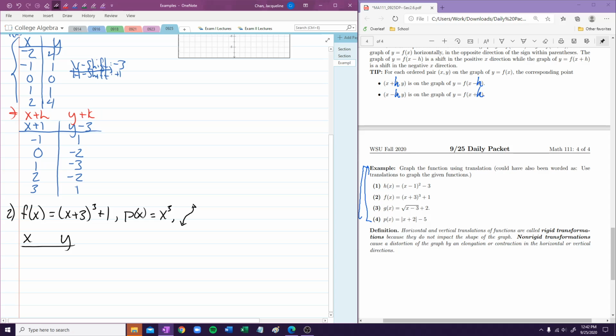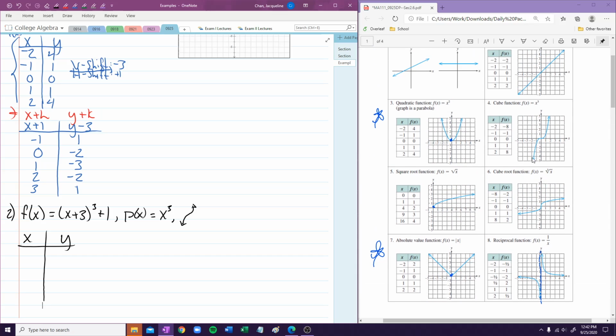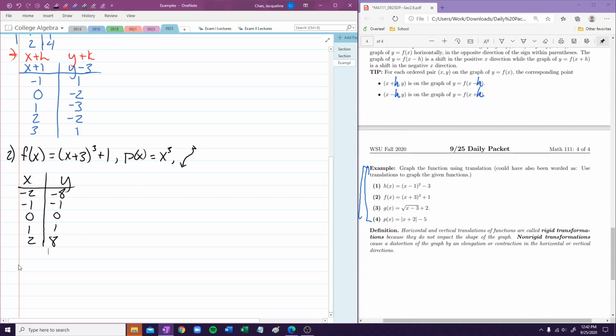So getting my x and y's, if you want, you can look up here. For the cube function, we just pick negative 2 through 2. There's nothing special we need to find over here. And so we'll get negative 8, negative 1, 0, 1, 8. This is the parent table, if you want to call it that. This is the table of points that give us our parent function. So this is x cubed. This was p of x.